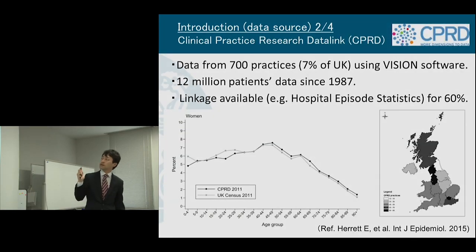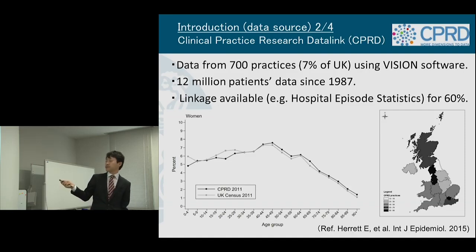Okay, so Clinical Practice Research Data Link, or CPRD, is one of the several databases in the UK. And CPRD includes data from 700 general practices using the same software provider system, and representing 7% of the UK population in terms of age and sex. This is the example of women. But age distribution is very similar between CPRD and the UK census, or 人口動態統計 in the UK.